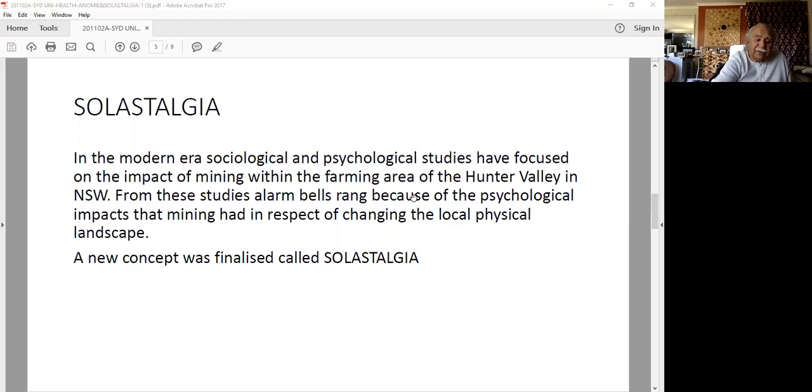and this relates to old white people mostly within the farming area of the Hunter Valley in New South Wales. From these studies, alarm bells rang because of the psychological impact that mining had in respect of changing the local physical landscape. A new concept was finalised called solastalgia. And so if we go to the next slide.